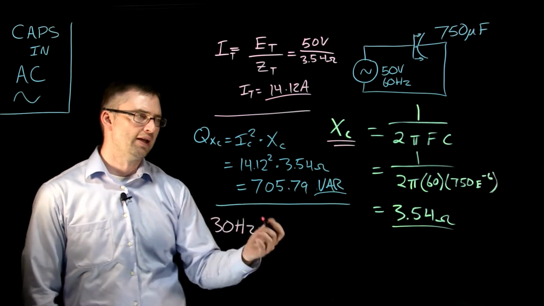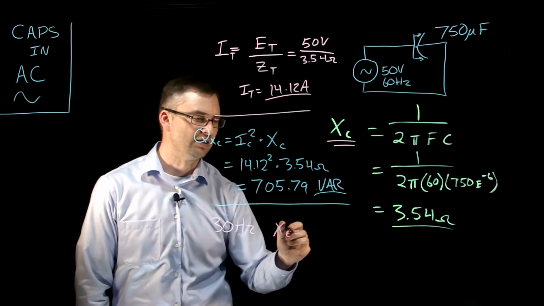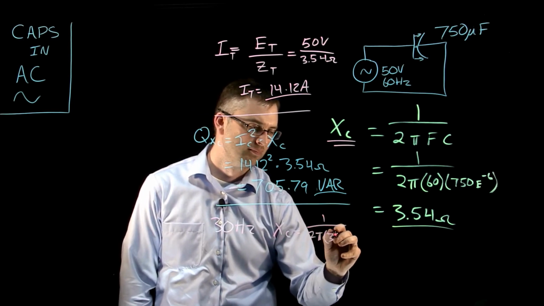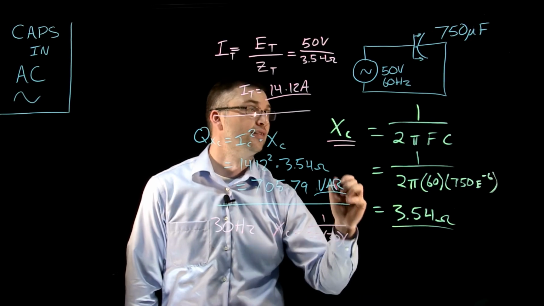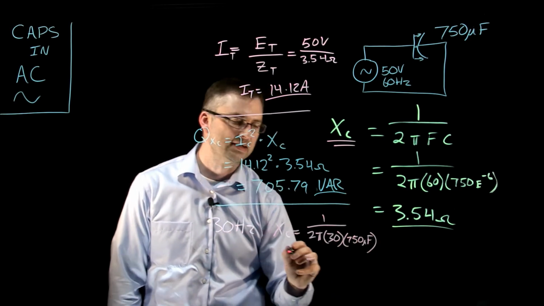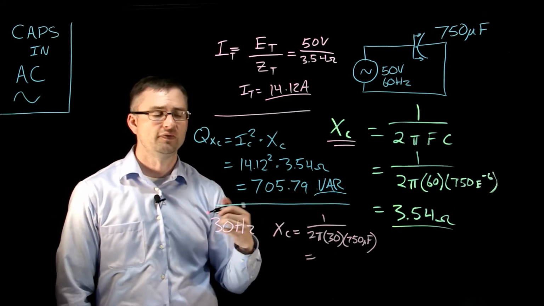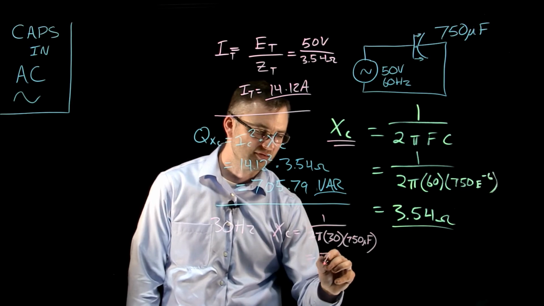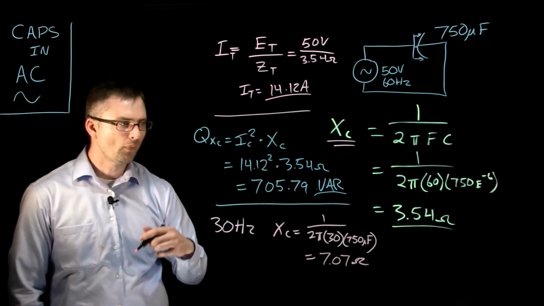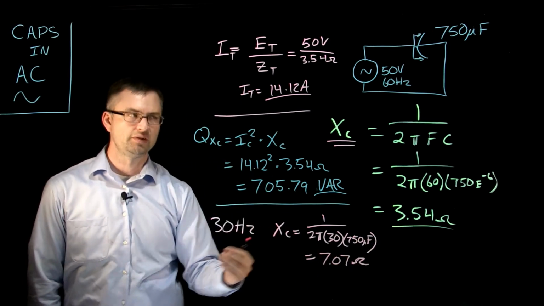All right, so at 30 hertz, our new value of XC, which is 1 over 2 pi FC, is going to be 1 over 2 pi times 30 hertz times our 750 microfarads. And we're going to get a larger value of XC of 7.07 ohms. Okay, so we actually saw an increase in the ohmic value when we decreased frequency.